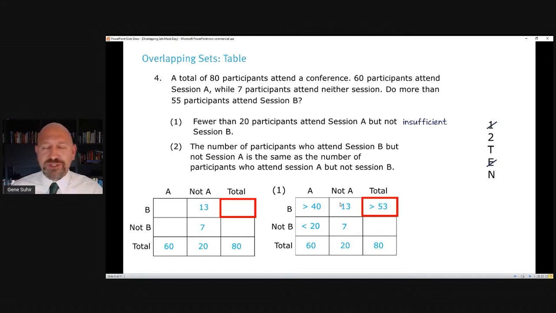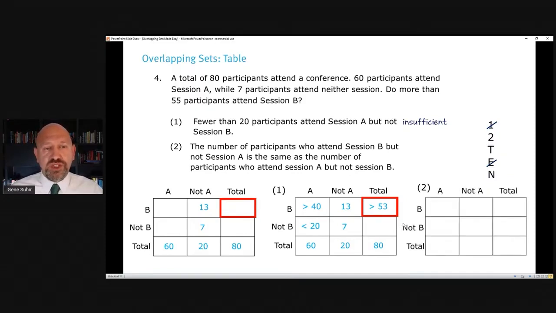See already some answers coming in here in the comments. Now, what about statement number 2? The number of participants who attend session B but not session A is the same as the number of participants who attend session A but not session B. Again, the magic box. And we fill in what we already knew from the original question, forgetting for a moment we ever even saw statement number 1, so that we can evaluate the statements individually, of course.